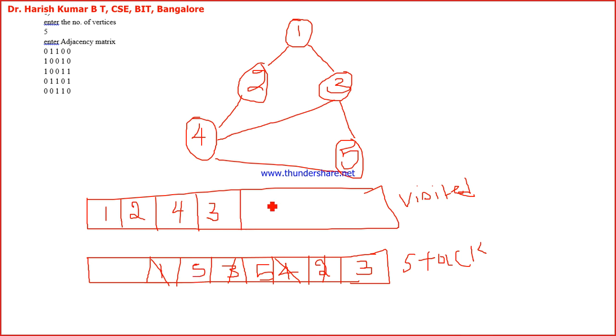Now I just visit 5, and then this is popped. Again 5 is there. Since 5 is already visited, we simply pop this out, and again 3 is there. 3 is already visited, and I just pop this out. Now this is the sequence: 1 2 4 3 5. So this is also a DFS. So 1 2 4 5 3, that is also the DFS. Have you understood?